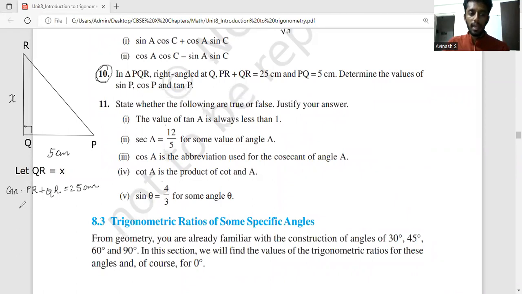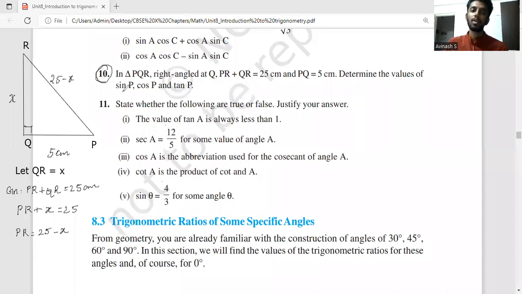So now what will happen? Now PR plus, in the place of QR we have x is equal to 25. So PR will be 25 minus x. X goes to the right side. So this is 25 minus x. So this also I am updating in the diagram. 25 minus x. This also I'm updating in the diagram.